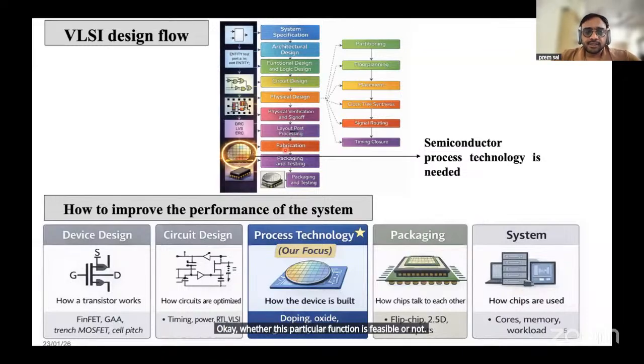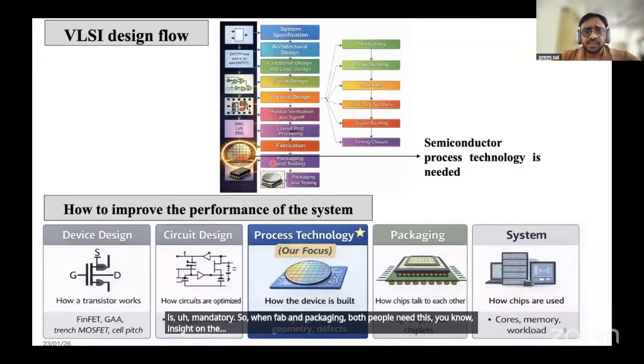Then after all this is done, the tape out can be sent to the fab and later packaging and testing. So this is where semiconductor process technology is mandatory. When fab and packaging, both people need this insight on the unit processes, or process technology.